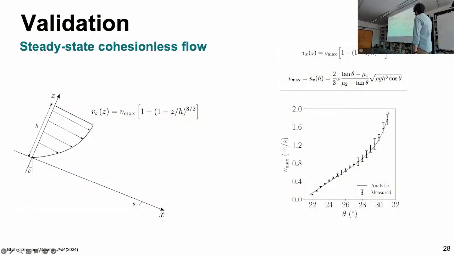We can also retrieve the analytic solutions that we know from rheology during steady state flow. So if you have just a simple 2D setup like this, you can determine analytically from the rheology what the velocity profile should be. Here I show you the measured velocity on different slope angles. You see a pretty good match also with the analytic solution. So we're pretty happy about our model being able to really retrieve the rheology.